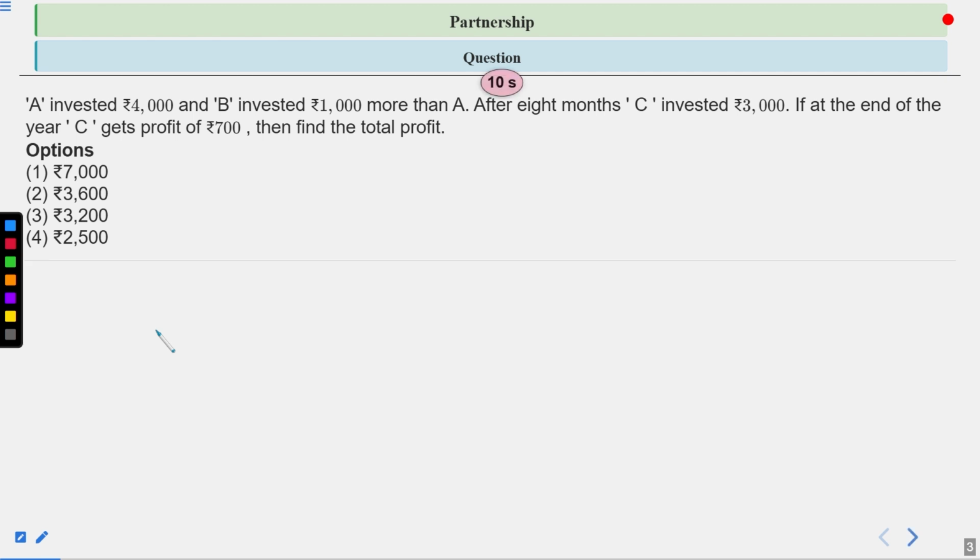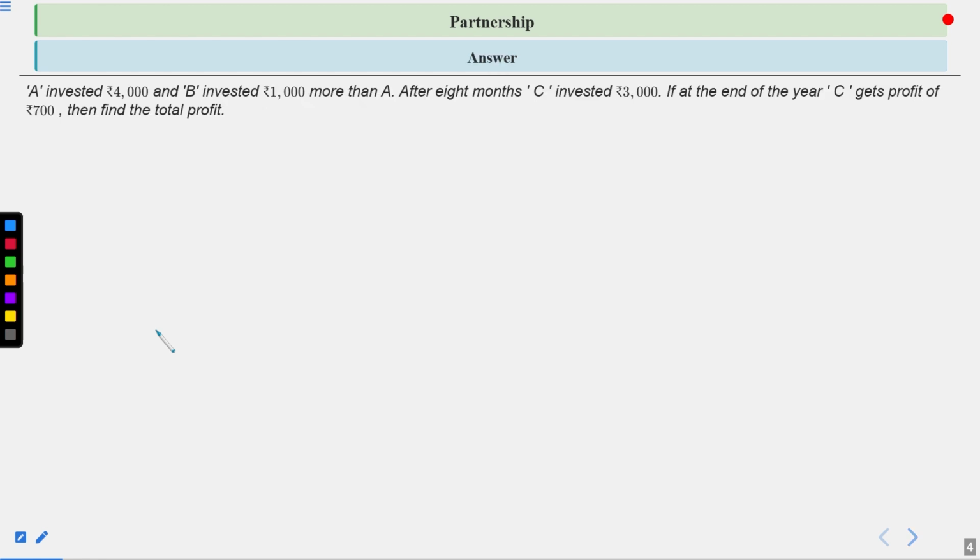Now you have 10 seconds to analyze the question. Your time starts now. Now time's up. Let's see the solution of this question. So the question says that A invested 4,000, B invested 1,000 more than A. So it means B invested 5,000 and after 8 months C invested 3,000 rupees. It is also given that at the end of the year C gets a profit of 700. So what is the total profit? The correct answer of this question is the first one, which is 7,000 rupees.